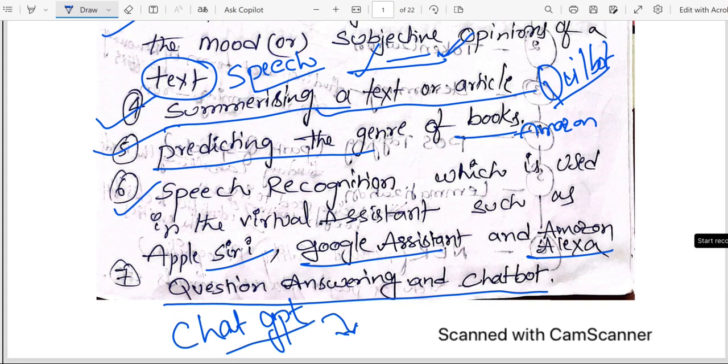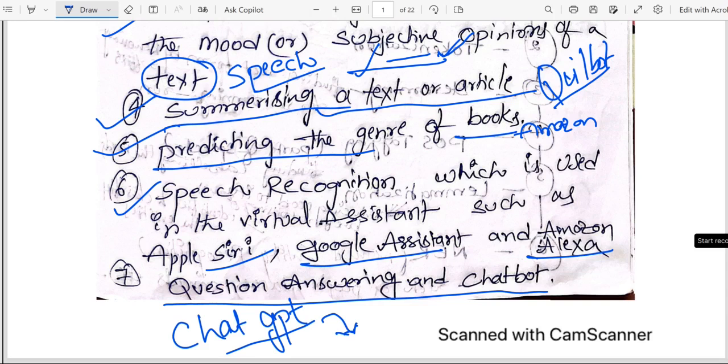Suppose you take Alexa as an example. After entering the home, or after entering the college or wherever it is, if you say, hey Alexa, open this, I think everyone knows this. Automatically, based on the frequency, it will analyze your voice or text and give output accordingly. So these are the best digital assistants. We can call them digital assistants or virtual assistants.